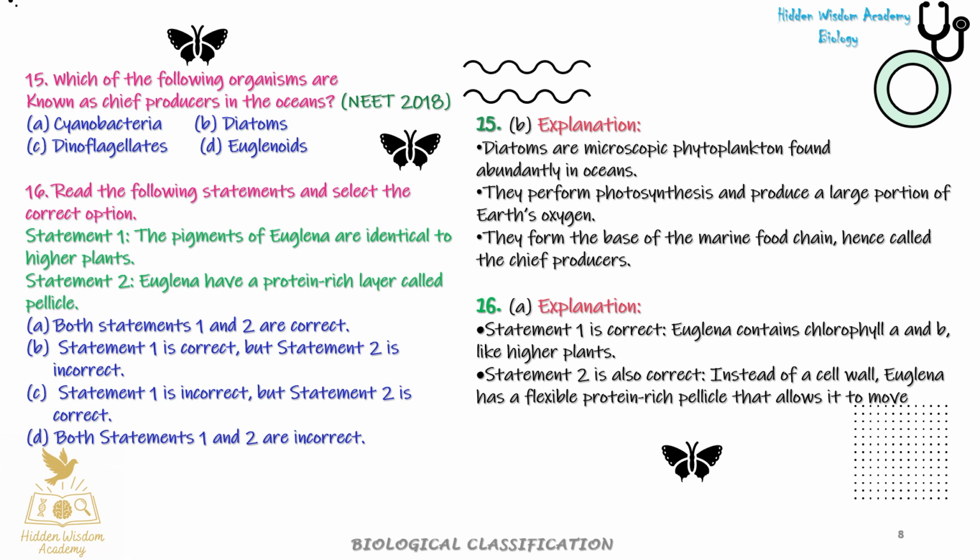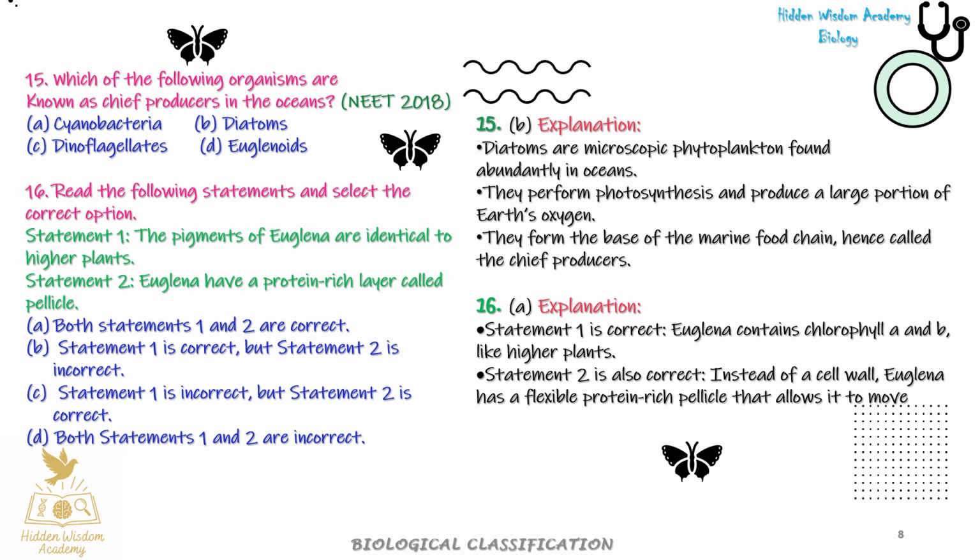15. Which of the following organisms are known as chief producers in the oceans? This is a PYQ. Option A. Cyanobacteria. Option B. Diatoms. Option C. Dinoflagellates. Option D. Euglenoids. Explanation: diatoms are microscopic phytoplankton found abundantly in oceans. They perform photosynthesis and produce a large portion of Earth's oxygen. They form the base of the marine food chain, hence called the chief producers. So, option B is the correct answer.